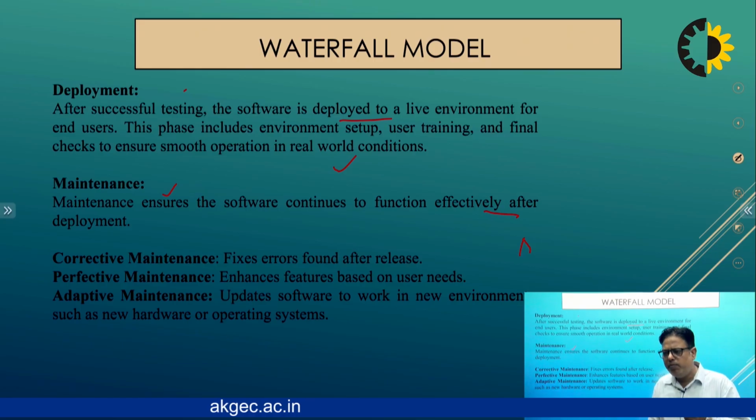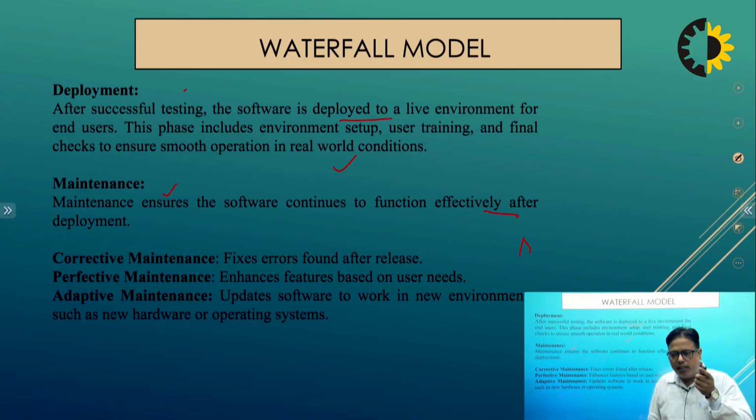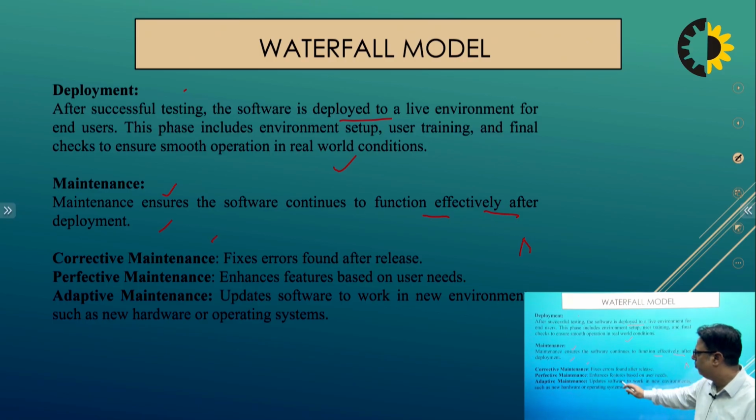The maintenance team ensures that after deployment of the software in the market, the software continues to function highly effectively. There are basically three types of maintenance available: corrective, perfective, and adaptive. Corrective maintenance fixes errors found after release, after deployment in the market. We need to fix the errors as per corrective maintenance.